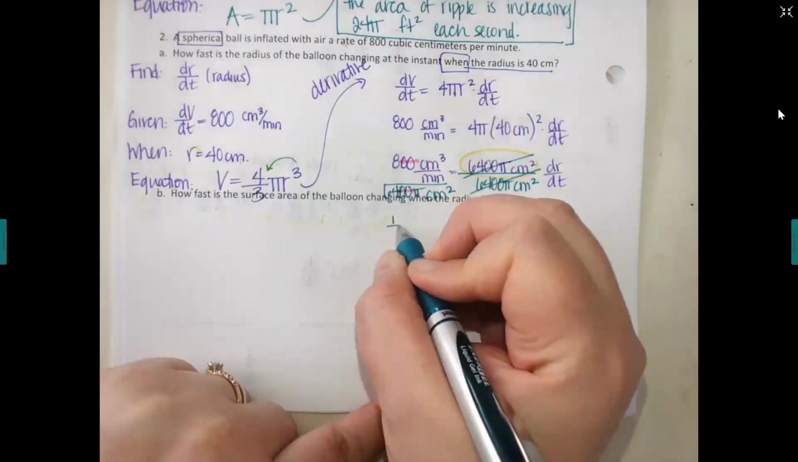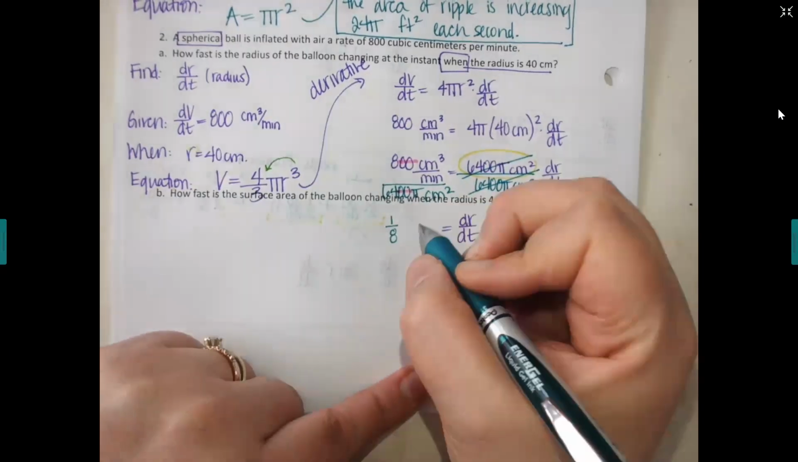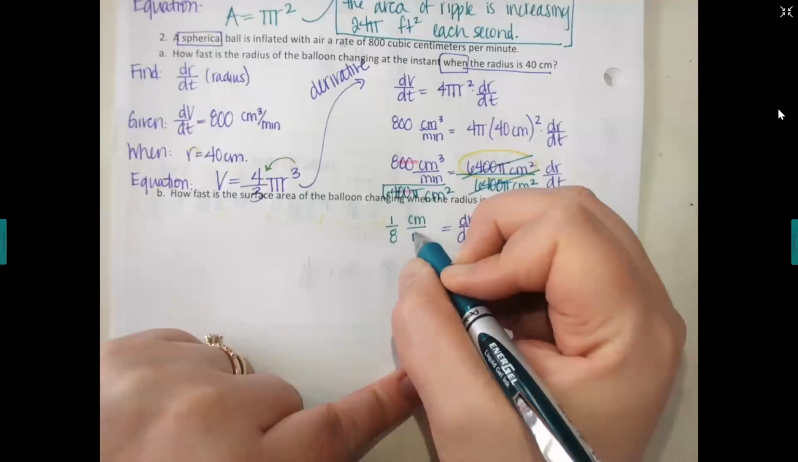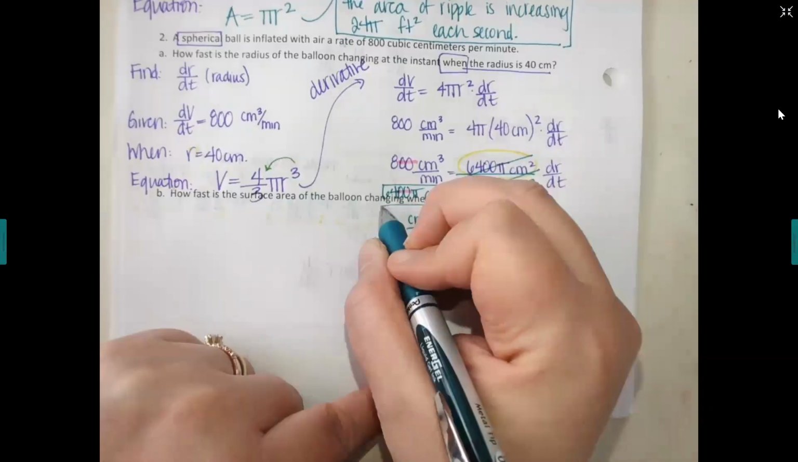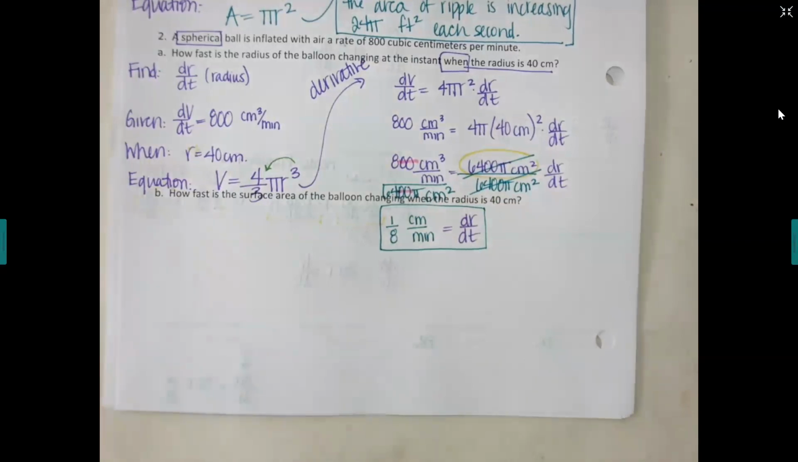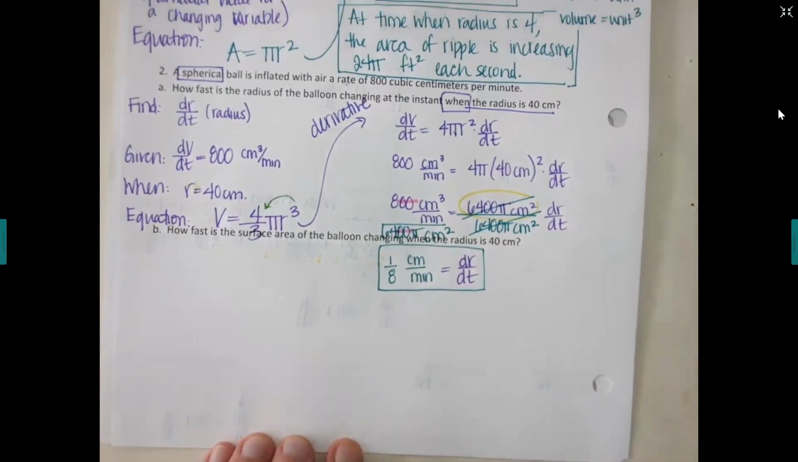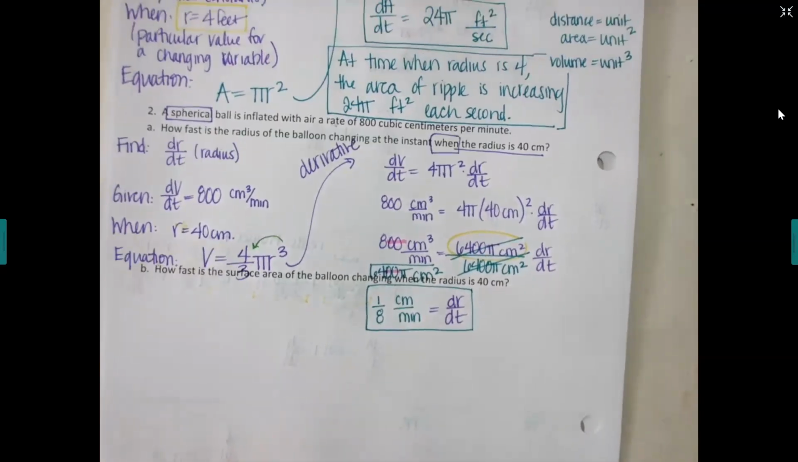1/8. Now let's talk about our units. I'm doing centimeters cubed divided by centimeters squared. How many are going to be left? Regular centimeters per minute. Okay, now, quick question. Think about your units. A radius is a distance. Does it make sense that it was measured in flat units instead of units squared or units cubed? Yes.